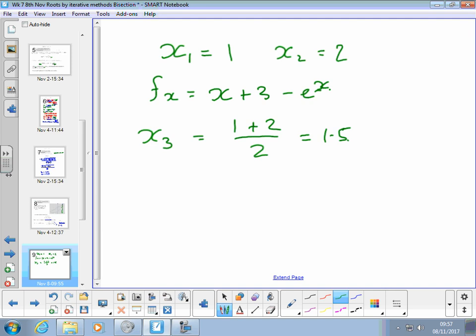1.5 to 3 decimal places. That's that. Be complete in our method. Okay? And our function at 1.5 is 1.5 plus 3 minus e to the 1.5.